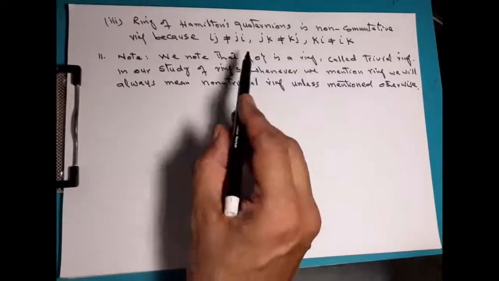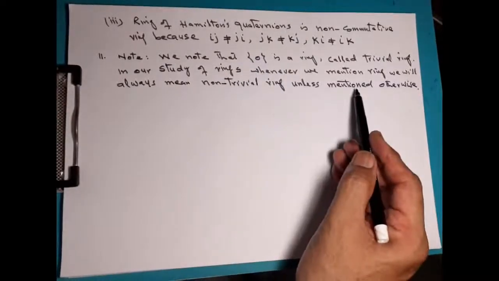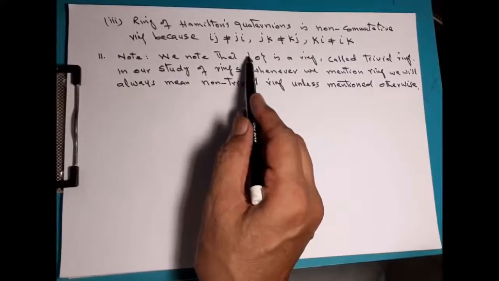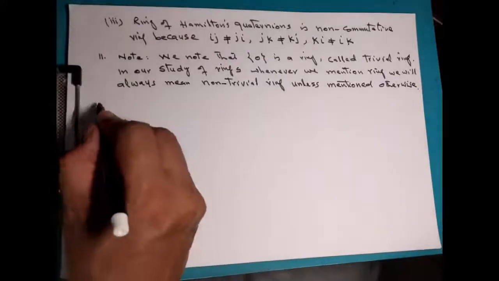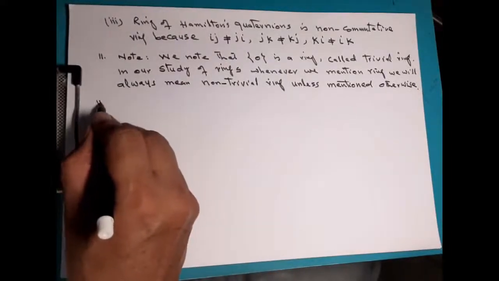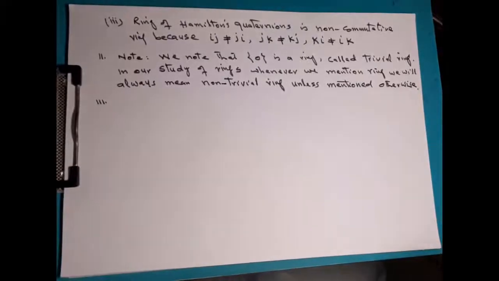And if we need this particular ring, then we will mention that this is the ring we are going to consider now. In fact, it will make our life easier, because otherwise we will have to say again and again non-trivial ring. So we just decide in the beginning that whenever we say ring, we will mean non-trivial ring. And if we need this particular ring, we will mention it.